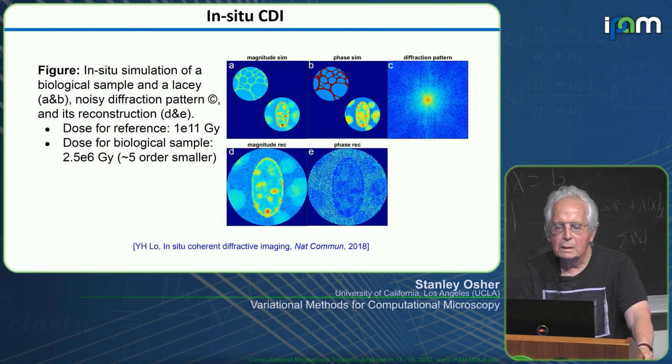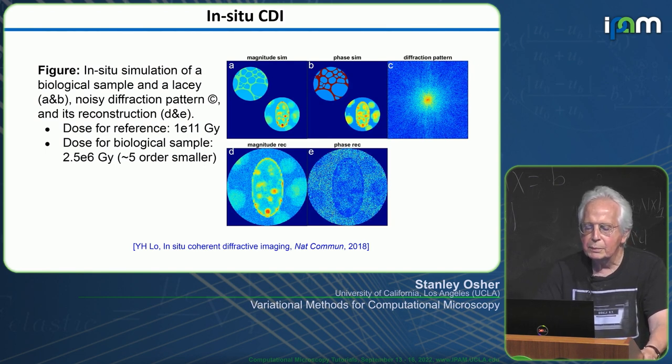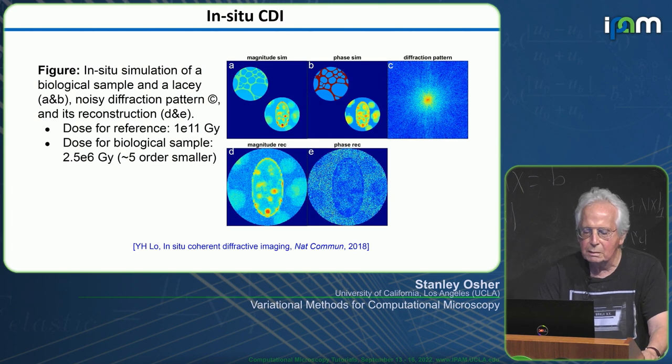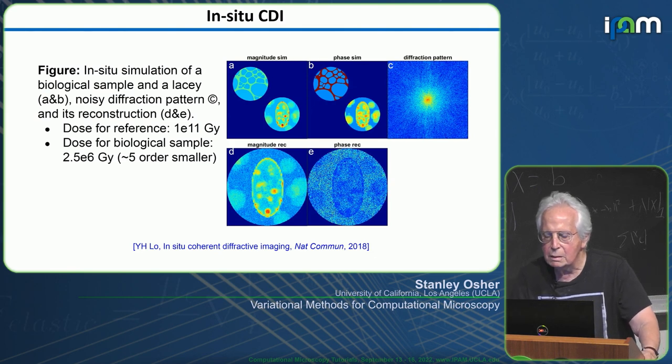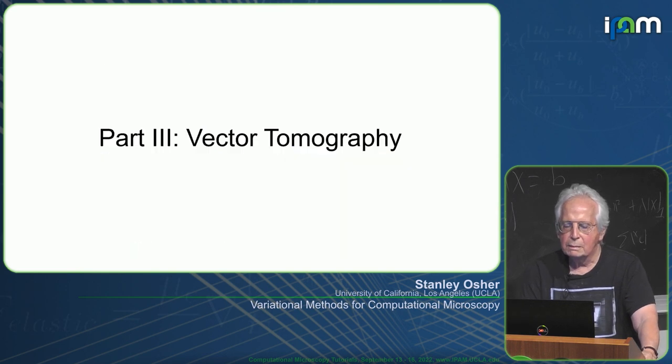Okay, next. So here's what it looks like. You have a simulation of a biological sample and a noisy diffraction pattern and its reconstruction, which is A and B, magnitude and phase. C is a noisy diffraction pattern. And the dose for reference is what it is. And the biological sample is five orders smaller. And you get good magnitude and phase reconstruction with this idea. Any questions? Okay. All right, next.